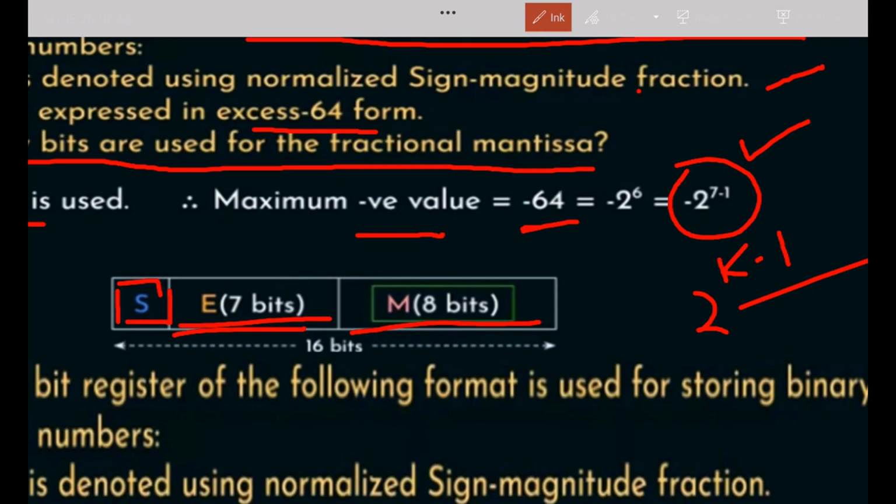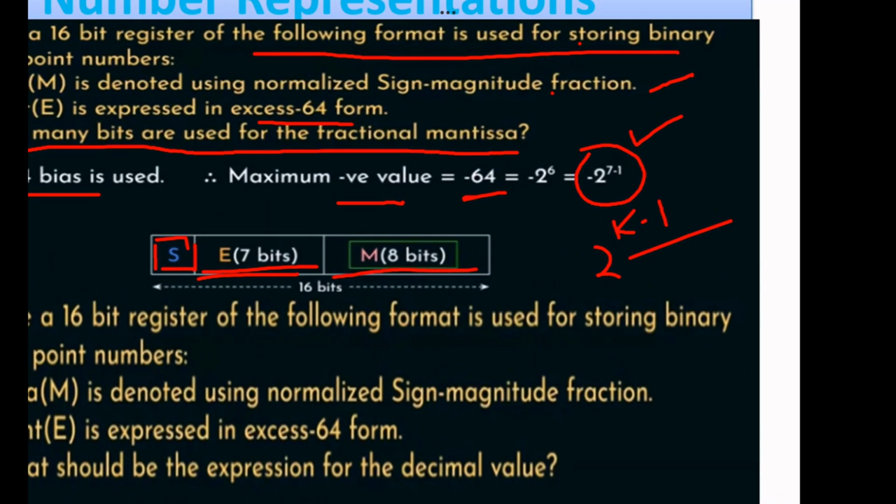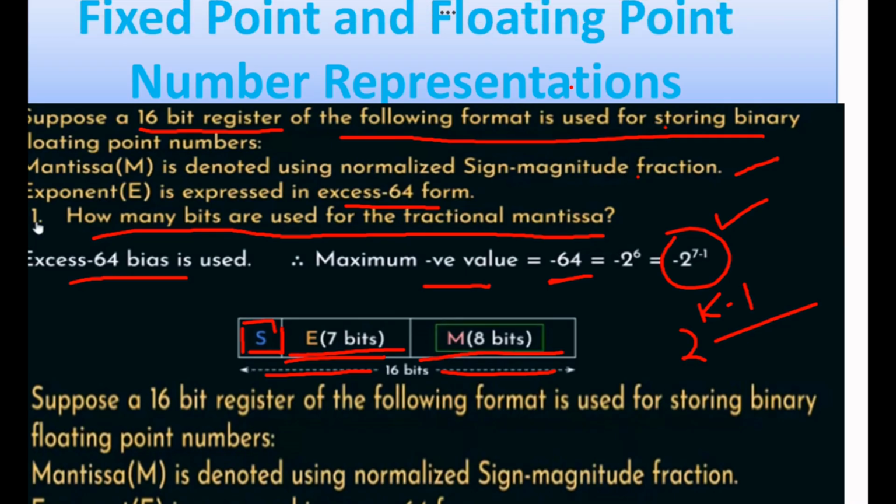What is the mantissa? Mantissa is 8. Why? Because in the question he has given that this is a 16-bit register. So the total is the 16-bit register, and 1 is the sign bit, 7 is the exponent, and the remaining is the mantissa part. This is the meaning of this question. I think you understand.